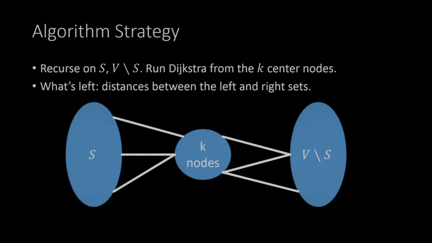And then the only bit of information we're missing in order to fully figure out all the eccentricities is, given a node on the left-hand side, so I give you a node on the left-hand side, what's the furthest node on the right-hand side? I already know the furthest node on the left-hand side via the recursive call, and I already know the furthest node in the middle because I have a Dijkstra call from the middle nodes.